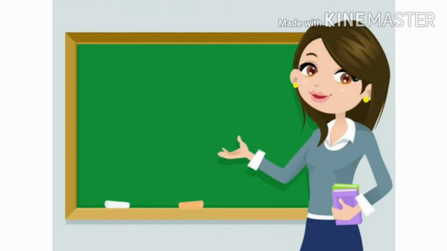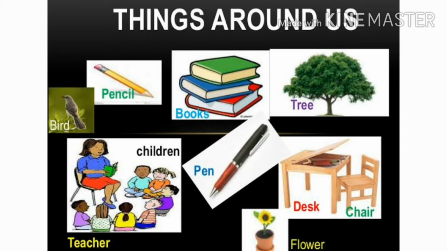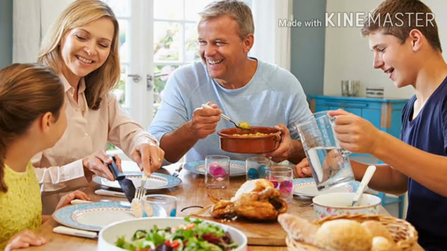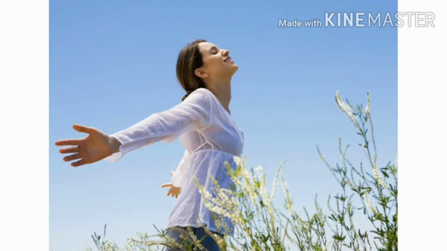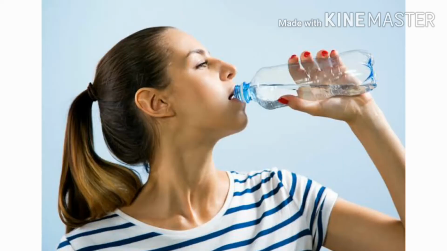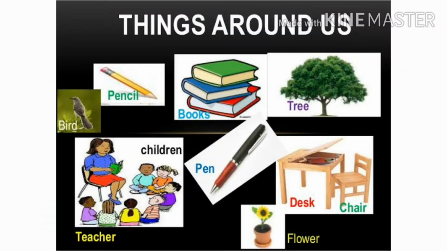Children, we know that there are thousands of things around us made from different substances, whether natural or man-made. For example, in our daily life, we are using so many things: eating food, breathing air, drinking water, right? But can you observe anything common to all of them? That is, they all occupy space and have weight.